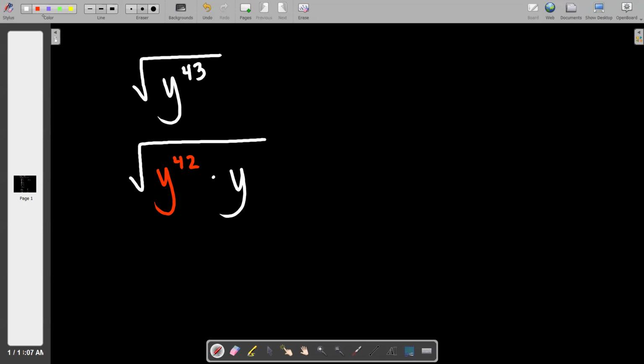What is the square root of y to the 42nd power? Again, you're not trying to take the square root of 42. What's half of 42? Therefore, we can pull out y to the 21, leaving behind this guy. I refer to these as jailbreaks.